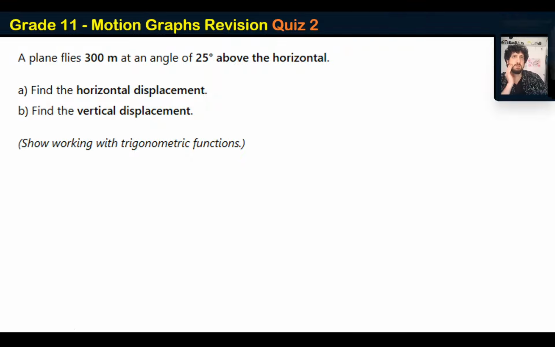So here we have a question that says a plane flies 300 meters at an angle of 25 degrees above the horizontal. Find the horizontal displacement and find the vertical displacement, which is basically just the x and y components.